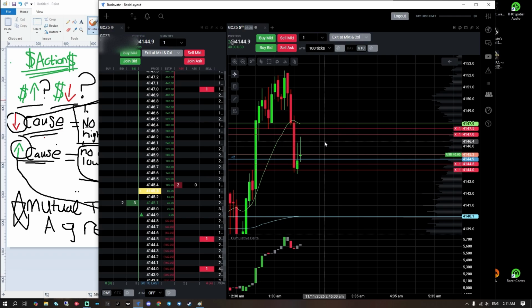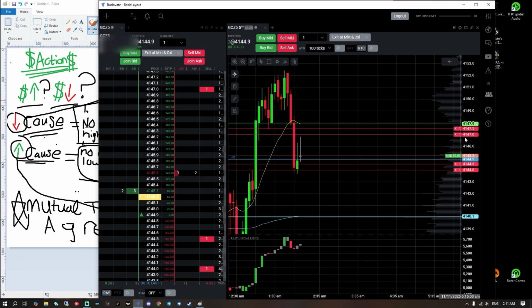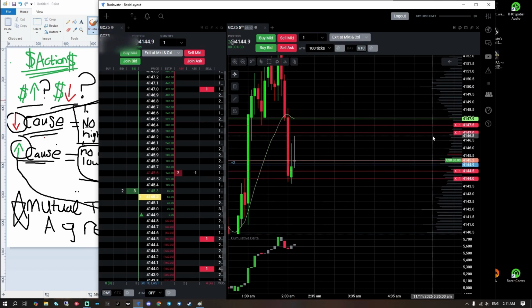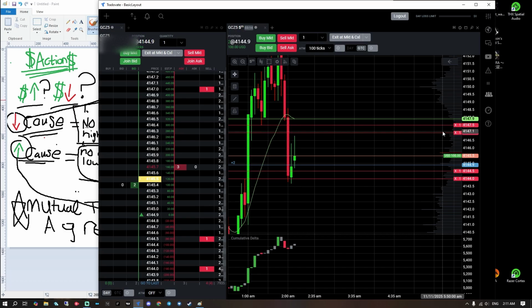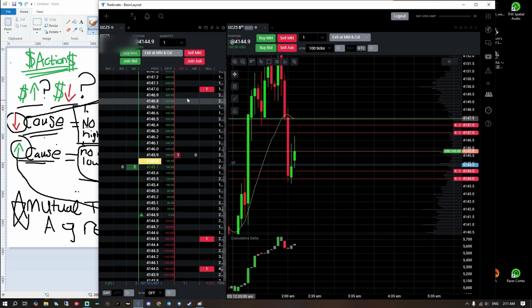Let's see what happens here, guys. I was looking good for a second. It literally almost hit my take profit. It was 2 ticks away. This is, I think, 18 ticks in total. Or 21 ticks. Sorry, it's a little hard to see.